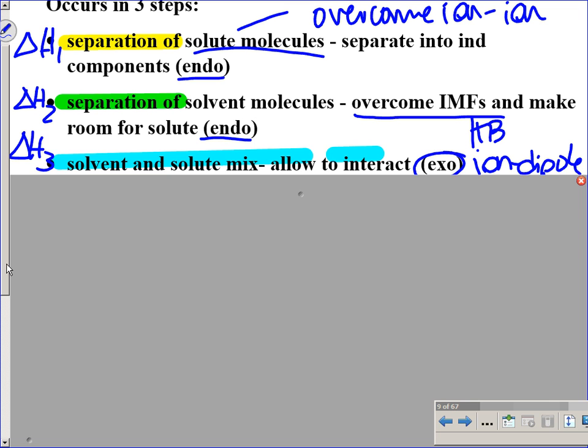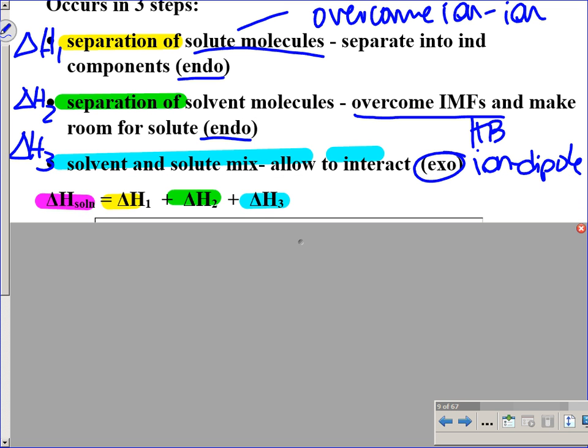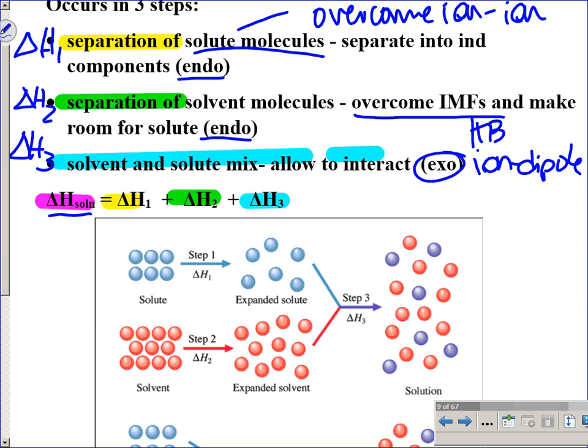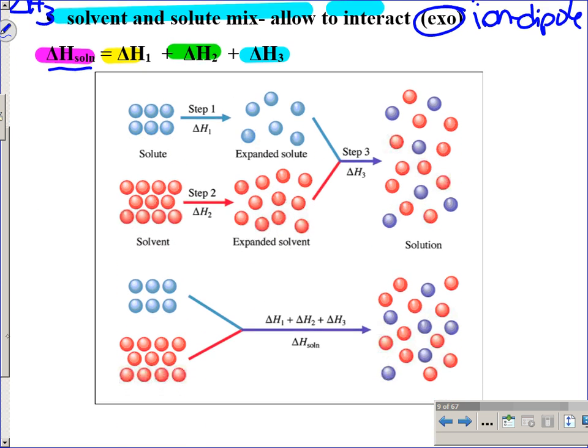So overall, you add those up and you get delta H solution, which we opened up with today. If it's not as exothermic as the others, then you're going to have an overall endothermic process, but it still happens because of the entropy differences. And these images here give you an idea of what that looks like.